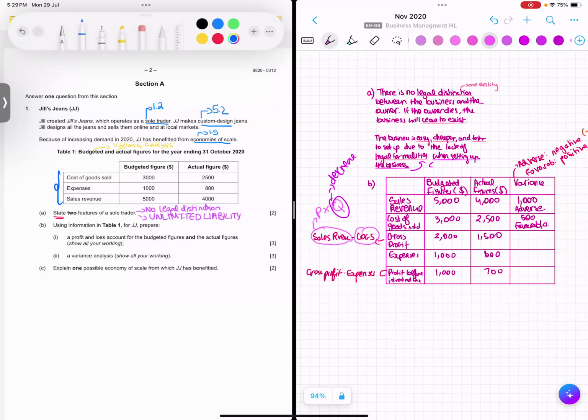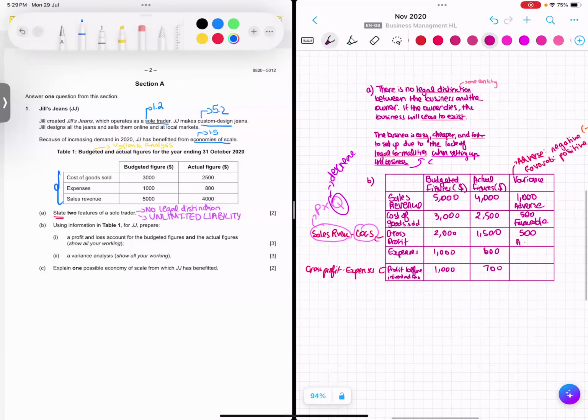And again, just to explain the logic and the nuances behind everything, it's actually natural for the cost of goods sold to be less, because they did sell fewer jeans, they did produce less. So now the gross profit is 500 less than what they anticipated. So this is adverse. This is something bad for the business because they're going to make less profit than they wanted to. It negatively affects the business.